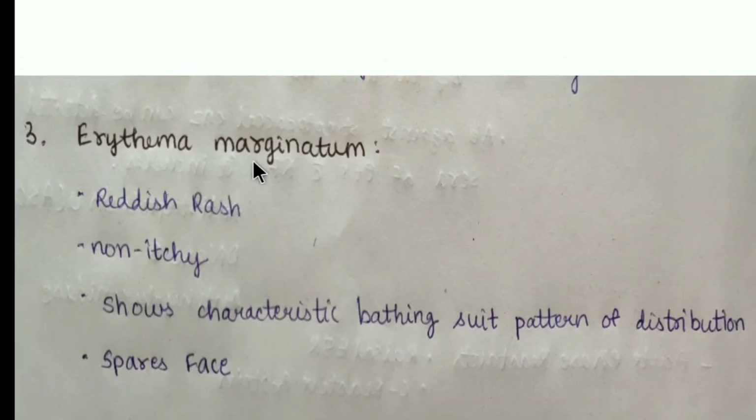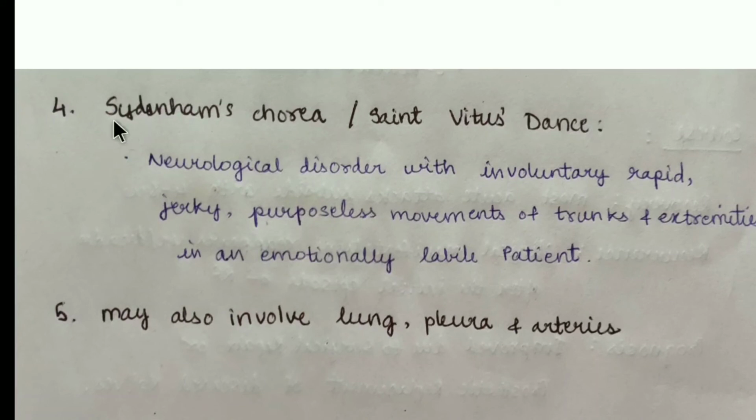Third, erythema marginatum. A reddish rash, non-itchy, shows a characteristic bathing suit pattern of distribution. The face is spared. There are no changes in the face. Fourth, Sydenham's chorea or Saint Vitus dance. It is a neurological disorder with involuntary, rapid, jerky, purposeless movements of the trunk and extremities in an emotionally labile patient. Fifth, it may also involve lung, pleura and arteries.